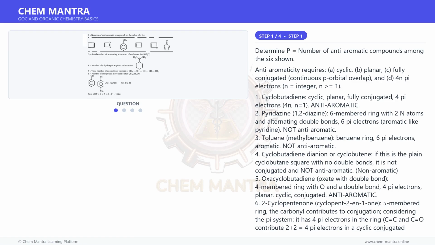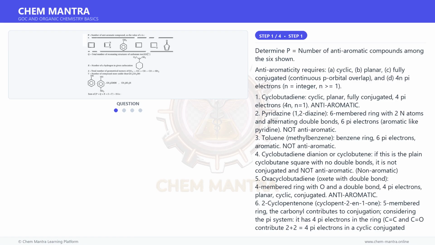If this is the plain cyclobutane square with no double bonds, it is not conjugated and not anti-aromatic. Non-aromatic. 5. Oxacyclobutadiene, oxete with a double bond: a 4-membered ring with O and a double bond, 4 pi electrons, planar, cyclic, conjugated. Anti-aromatic. 6. 2-cyclopentenone, a 5-membered ring.